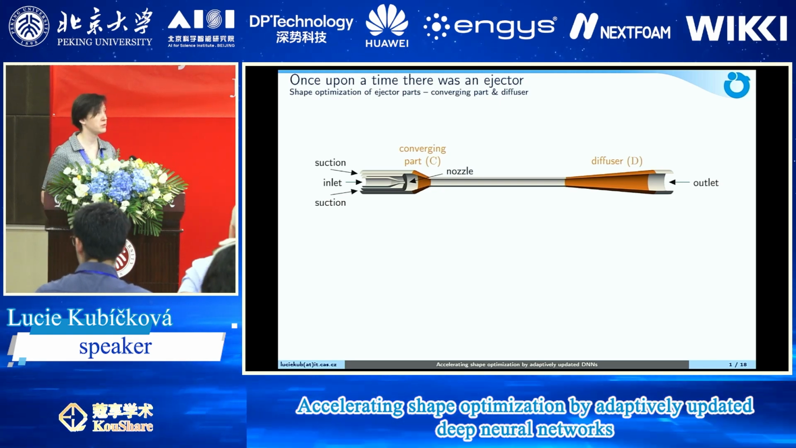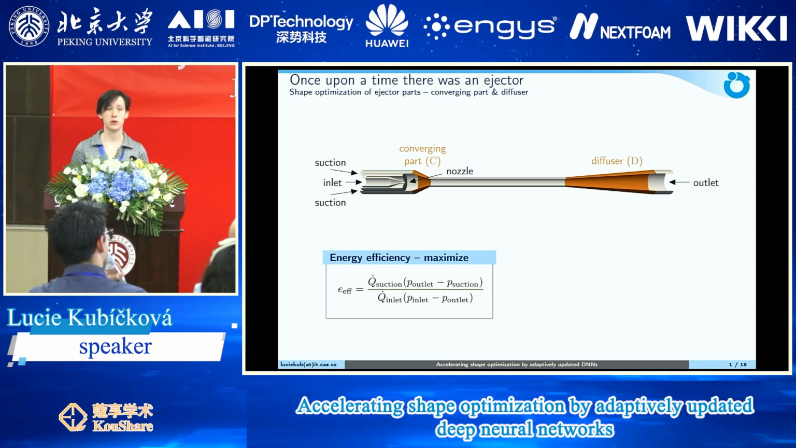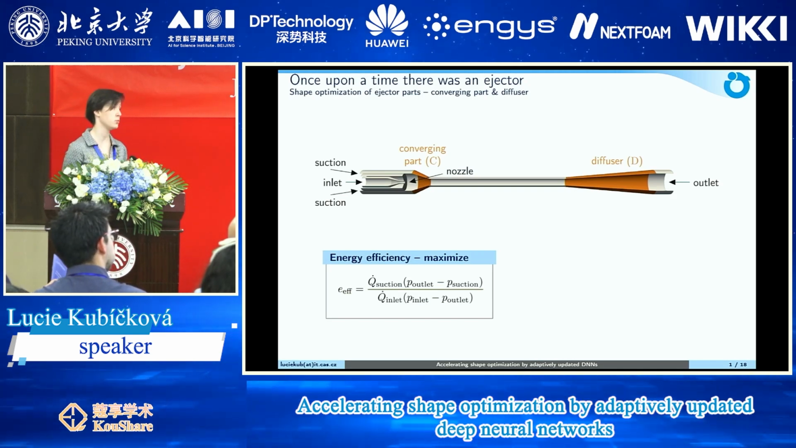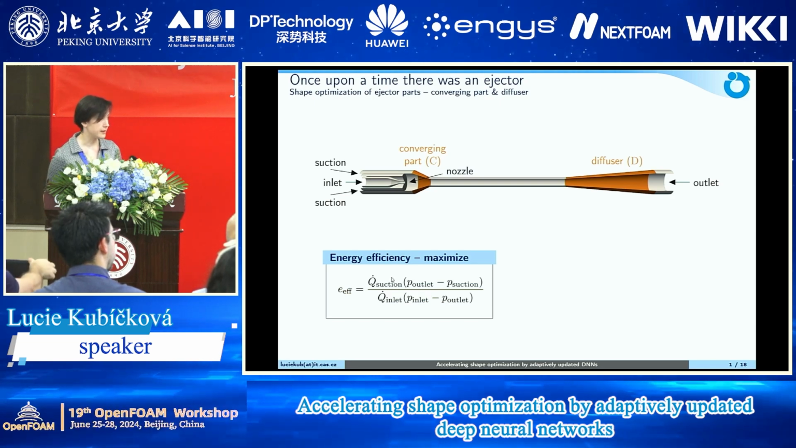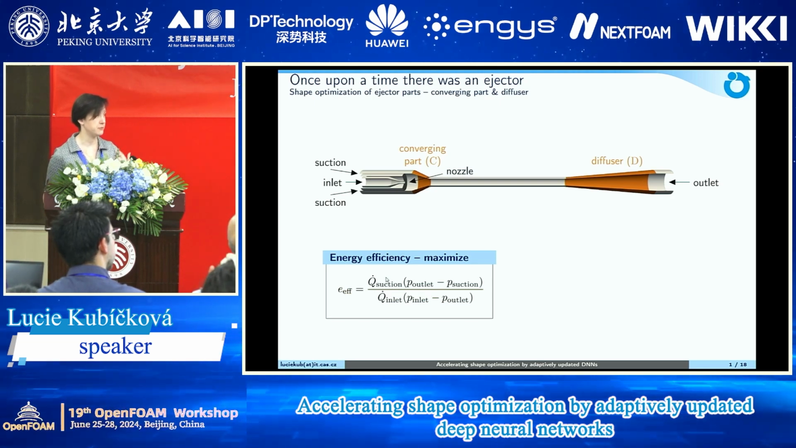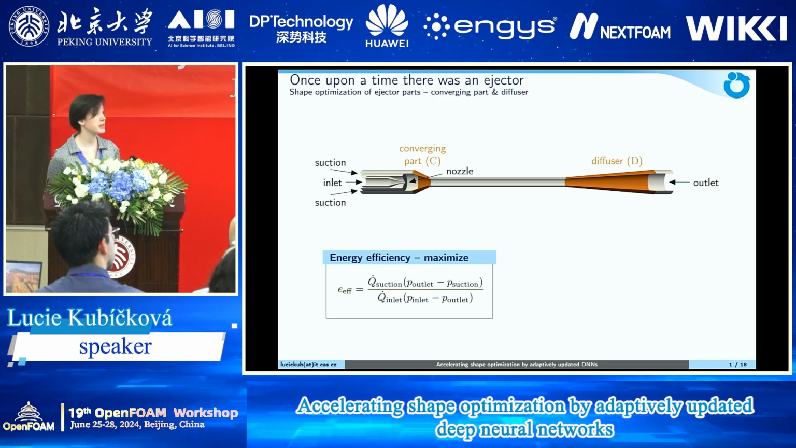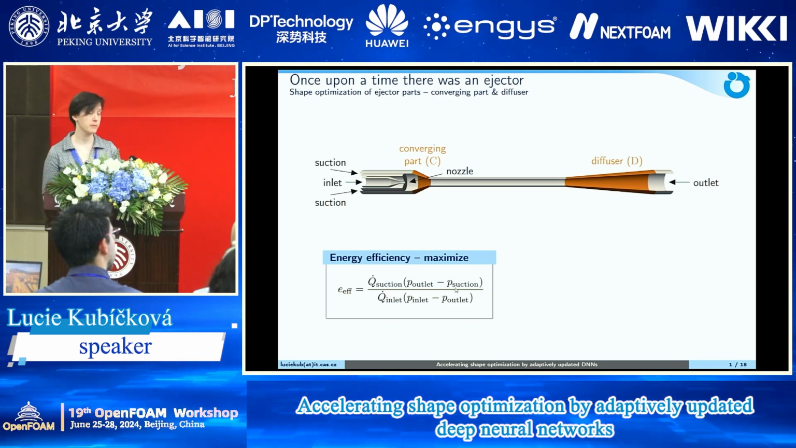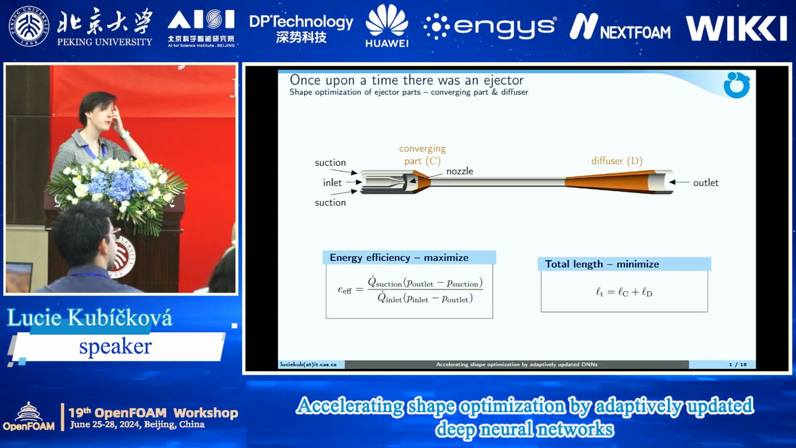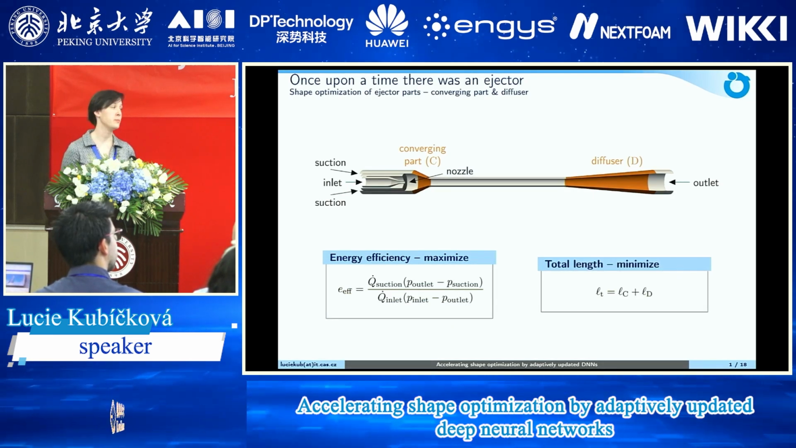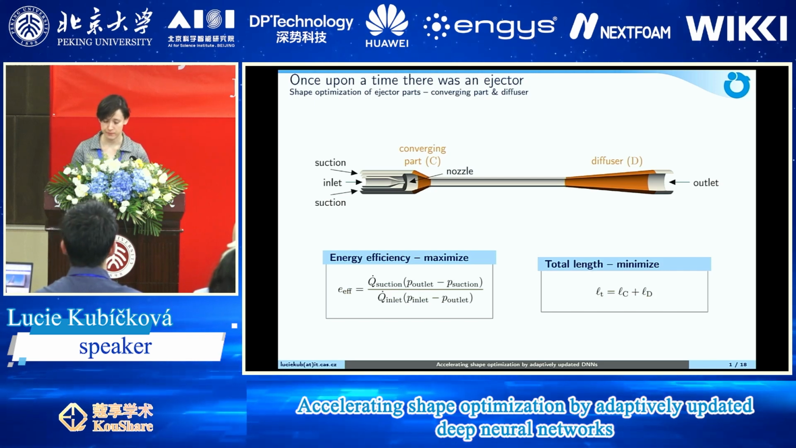What we wanted to optimize: the ejector is known for its low energy efficiency, so that's what we wanted to maximize. We defined it as a ratio between the flow rates of the entrained and primary fluid and some pressure recuperation. We also chose a second objective, which in our case is length, so we want to minimize the length of the device.